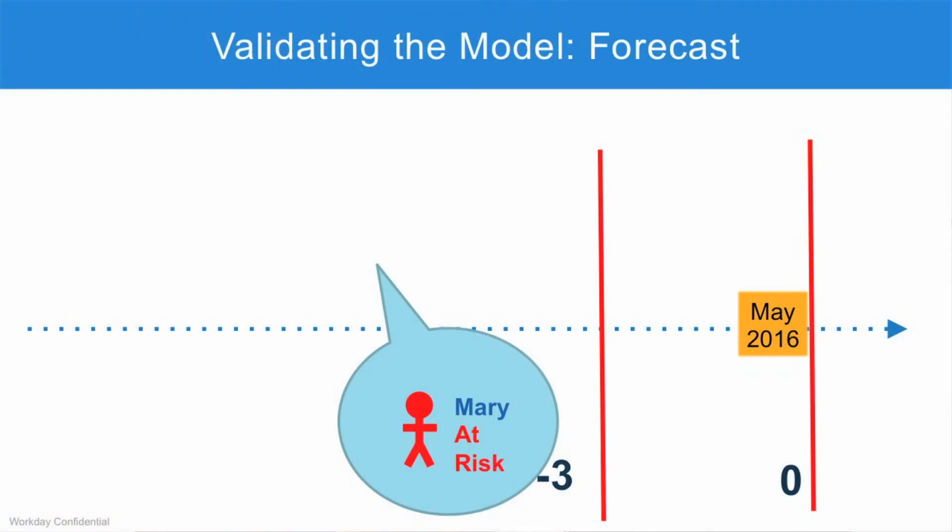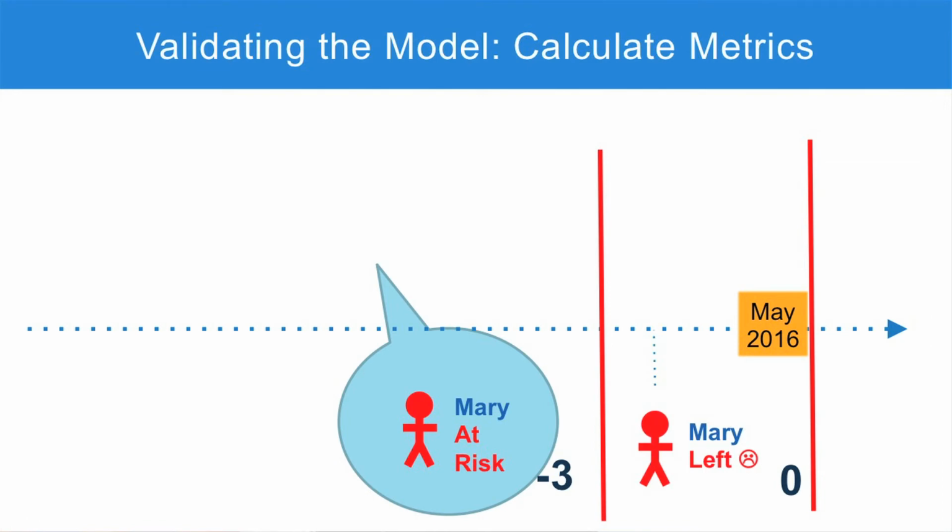And now we make a prediction for Mary, because Joe has quit, so we don't need a prediction for Joe. But for Mary, we need to make a prediction based on what we have seen till 3 months back. So the feature will take value 1 for Mary in the validation period, and our model will say Mary is at risk. And sure enough, Mary left, and we get to count that as a true positive.